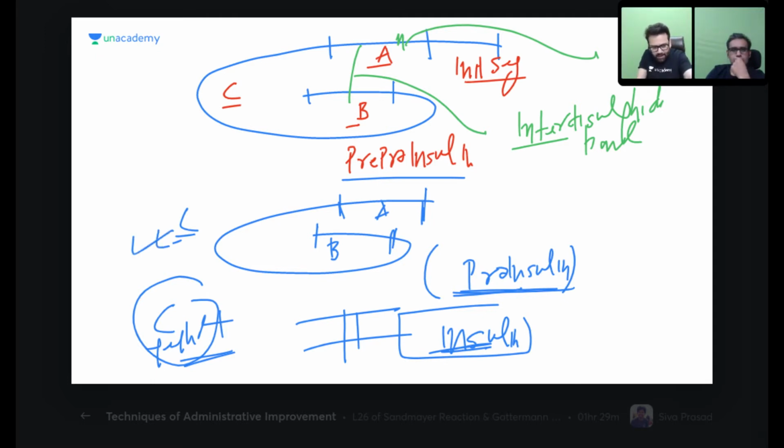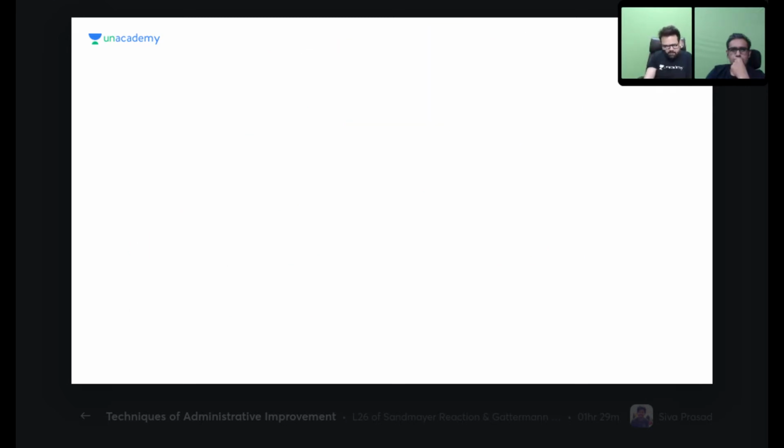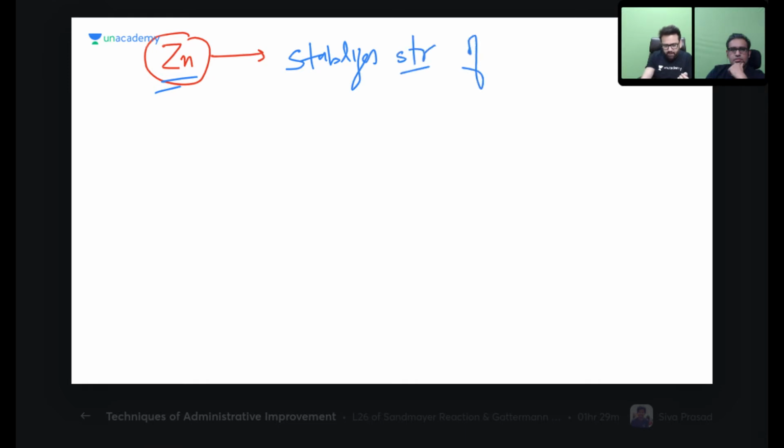Now, which molecule helps in stabilizing the structure of insulin? Zinc. Yes, very good. That is why there is a theory that zinc deficiency can also cause a type of diabetes. So zinc is very important because it stabilizes the structure of insulin as a hexamer.